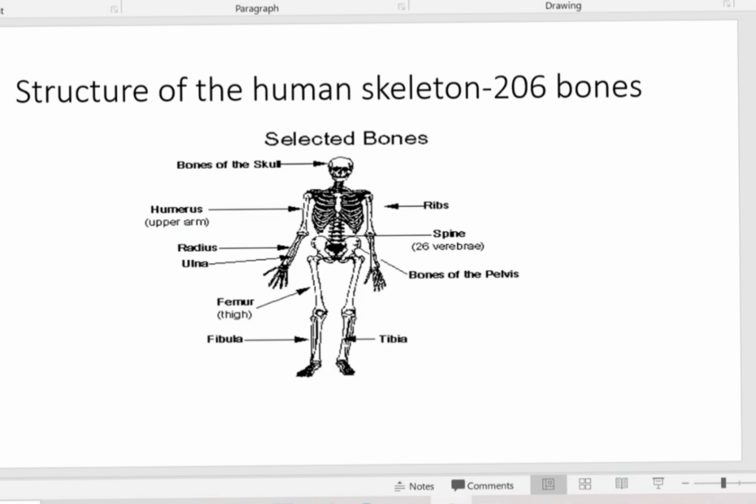You can see the structure. The main parts of your human skeleton: the skull, ribs, backbone or spine. Then you have forelimbs and hind limbs. These are the four main parts of your human skeleton. We will be discussing all the four parts in detail.